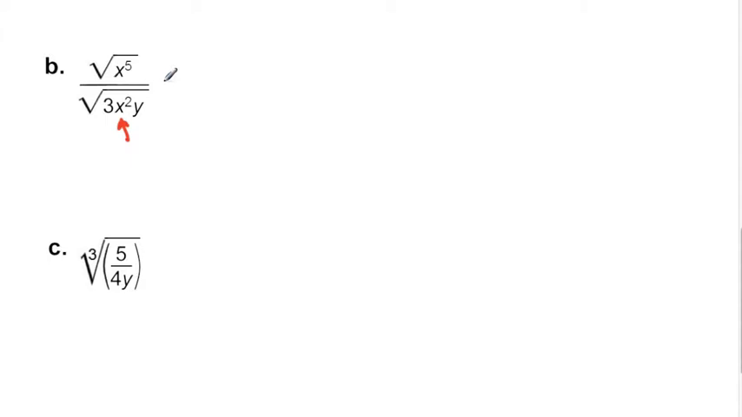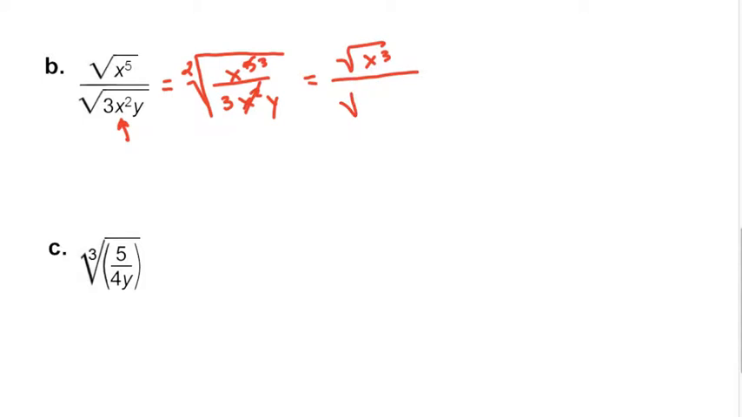So I'm going to bring these together first, do it as one term. So we have x to the 5th in the numerator. We have 3x squared y in the denominator. 5 minus 2 is going to give us 3, and that cancels out. So now we have square root of x cubed all over square root of 3y.